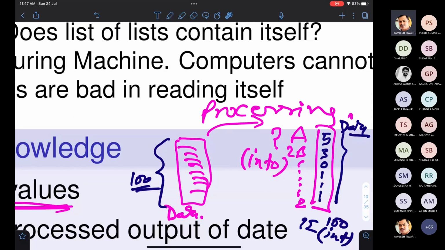You are getting new things and you are writing into your table. At that time, it was data for you, information for you. But when you store it inside here, that information becomes data. Now you are saying on this data, I'm going to apply this processing.